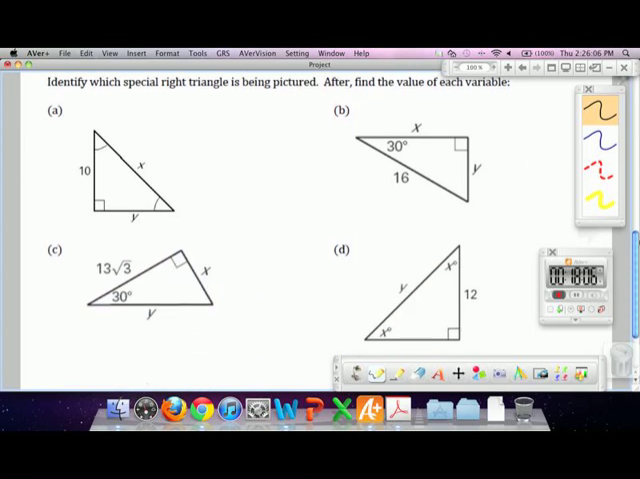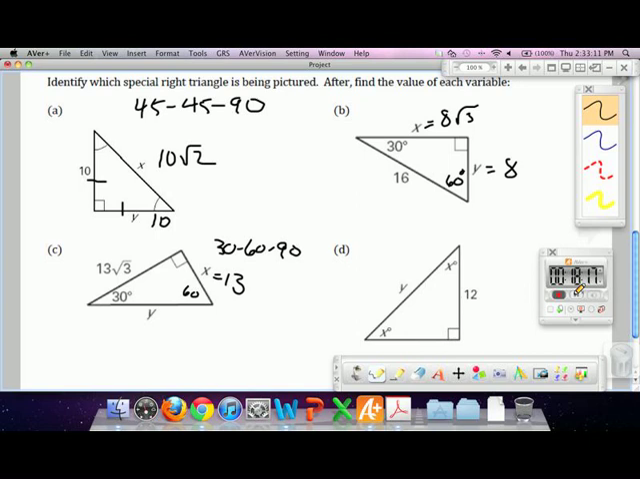Here are 4 more and we're done. First of all, I want you to do 2 things. First, identify which kind of special right triangle this is. Then once you've done that, find the missing side lengths. So if you know the short leg, how do you find the hypotenuse? Double it. So if you know the short leg, double it, and you get the hypotenuse. So y is 26.